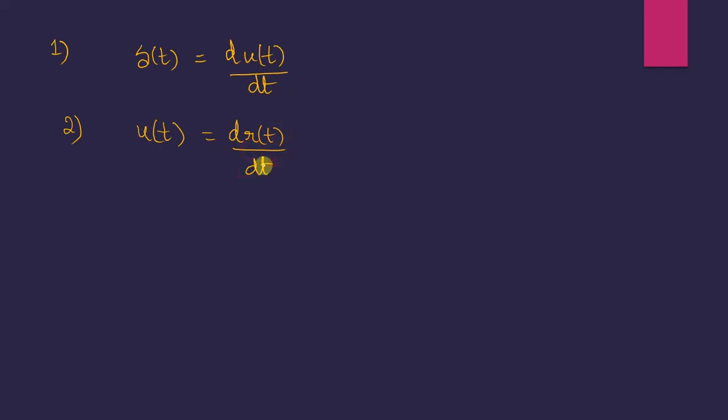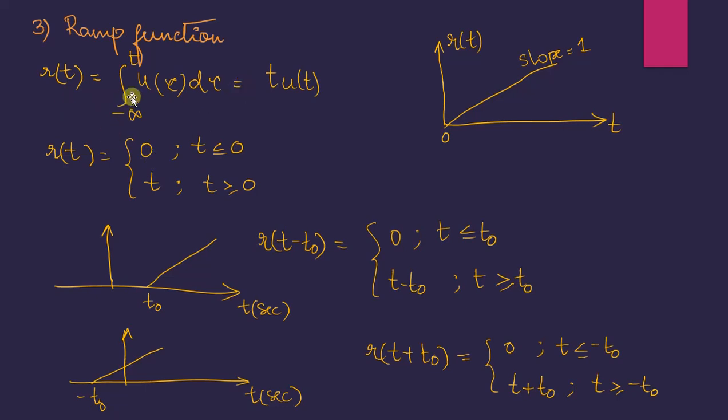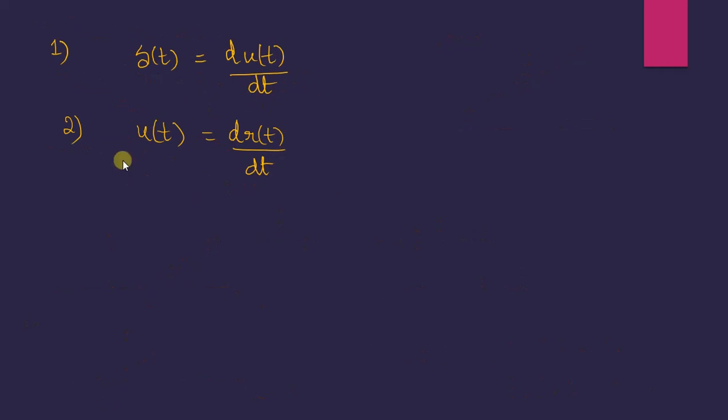The first one that we saw was delta function, which is the derivative of the unit step. So we can write delta of t to be equal to d of u of t divided by dt. And the second thing that we saw was u of t to be equal to d of r of t divided by dt. What we actually did was that we obtained the ramp signal by integrating the unit step, but what I have written here would be the reverse. So when we obtain the ramp signal by integrating the unit step, we can also write this as u of t to be equal to derivative of r of t.